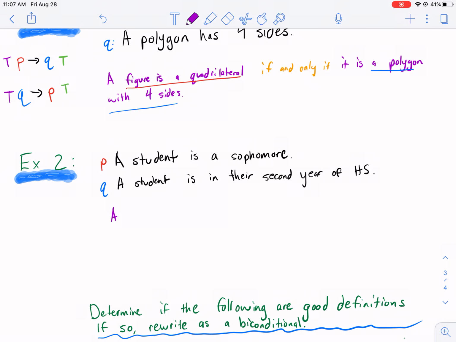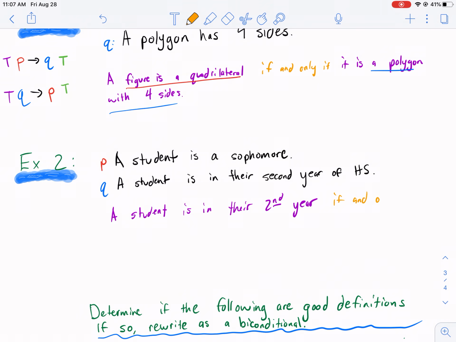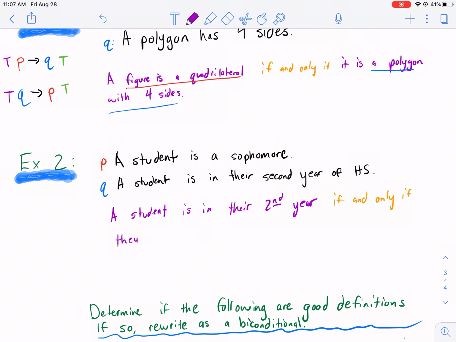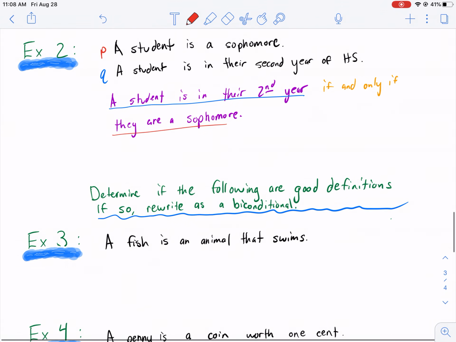I'm just going to show you that you can write it as a student is in their second year, and let's just assume, I'm just going to save some writing, and if and only if they are a sophomore. So I changed the words around slightly, but the meaning stayed the same. And you also notice this time I led with the conclusion, and it really doesn't affect it, okay? And I changed the words, so that's how biconditionals work.